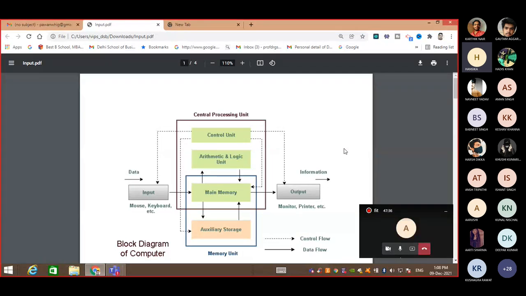Another question is, what is the difference between main and the primary memory? Main memory and the primary memory. And my next question is, what is the difference between auxiliary memory and the secondary memory? Sir, can you please repeat the second question? What is the difference between the main memory and the primary memory? And the third question was, what is the difference between auxiliary memory and the secondary memory?